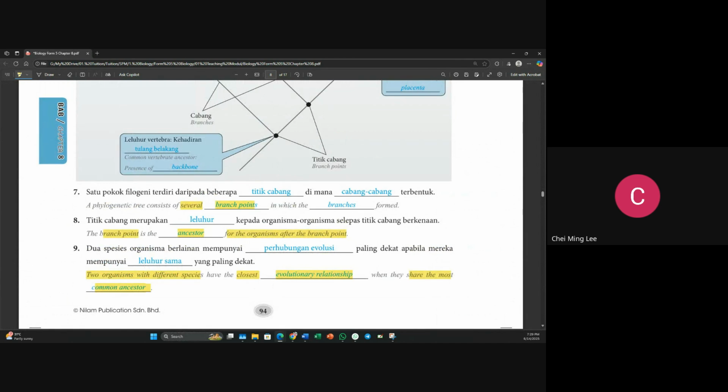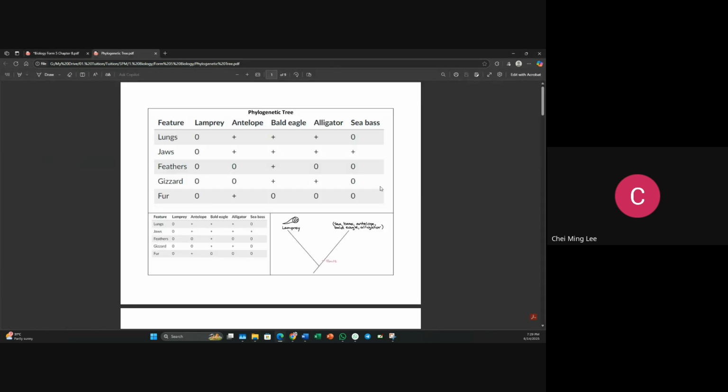Okay, so now I can give you an example. I think I have it, I forgot already. Yes, I have the phylogenetic tree. So let's go through it. He didn't show you the way, but there's actually a way to do it. For example, let's say we have lamprey, antelope, bald eagle, alligator, and sea bass.